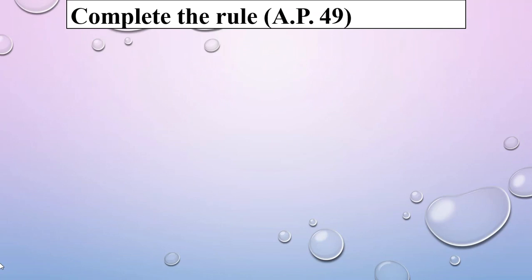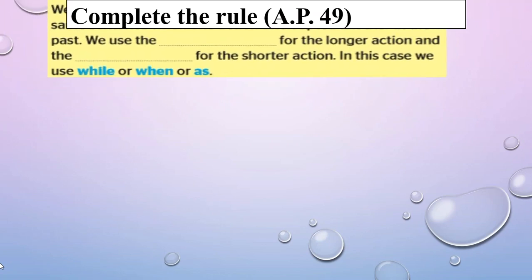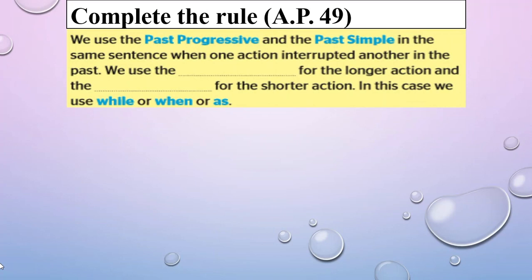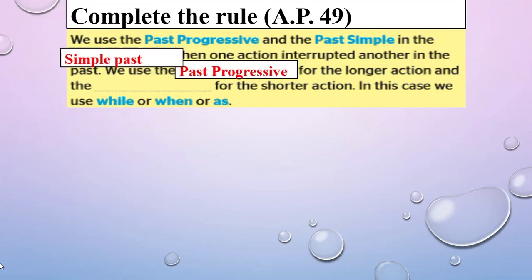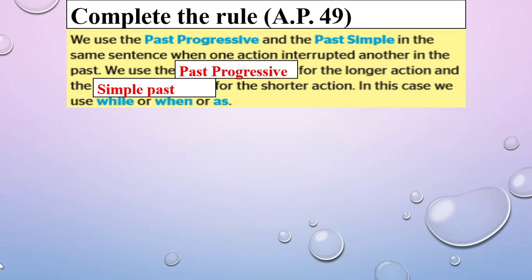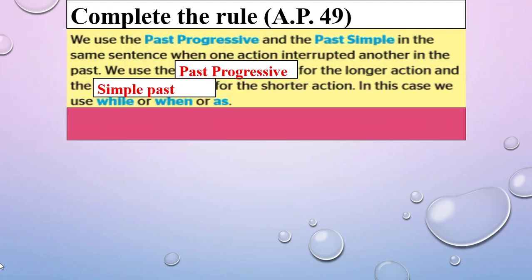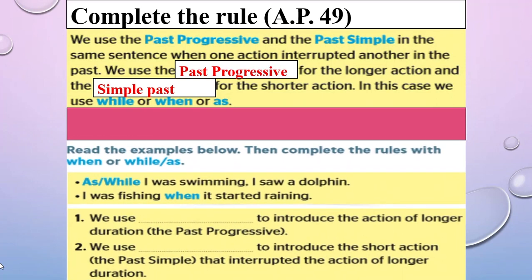Now, my students, complete the rule in exercise A, the second part. We use the past progressive and the past simple in the same sentence when one action interrupted the other in the past. Yes, we use the past progressive for the longer action and the simple past for the shorter one. In this case, when, while, and as are used. Now read the examples below, then complete the rule with when, while, or as.